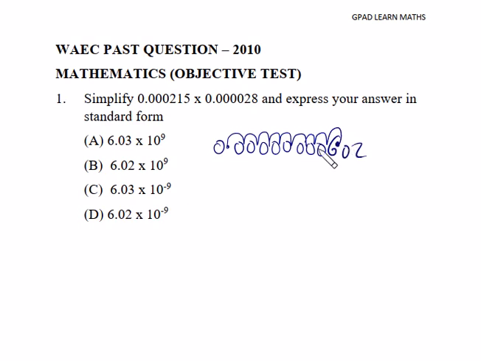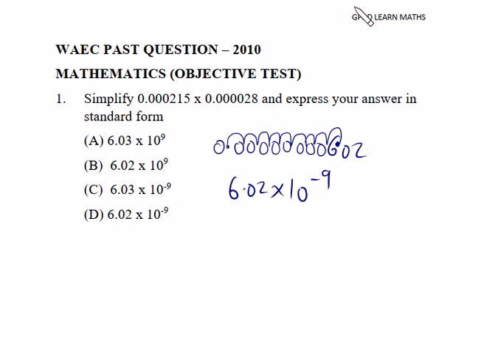So I'm stopping here. Once I get to the first non-zero digit, I'm going to stop. So that is now 6.02 times 10 raised to the power of minus 9. It is 9 because I moved it 9 times until I got to the first non-zero digit. Now it is minus, not 9 as we have in options A and B, because the number is less than 1.